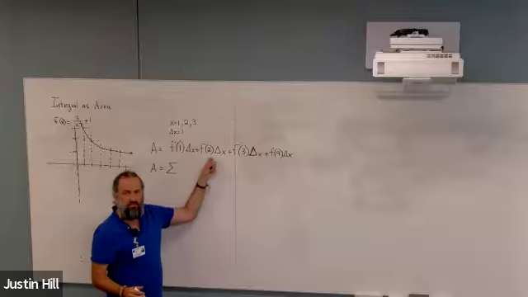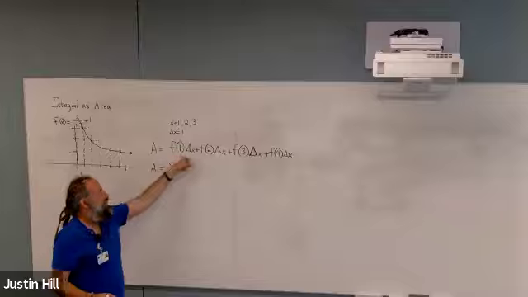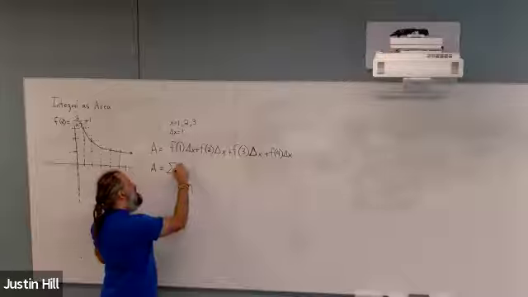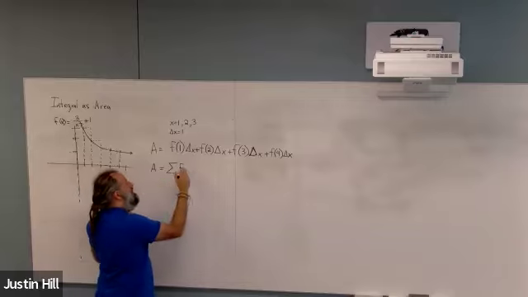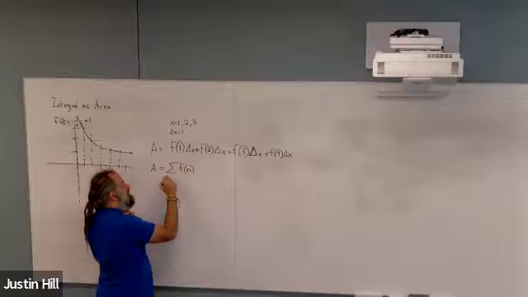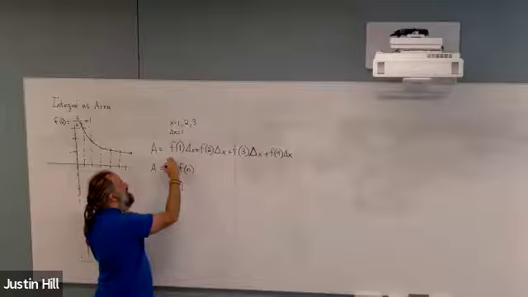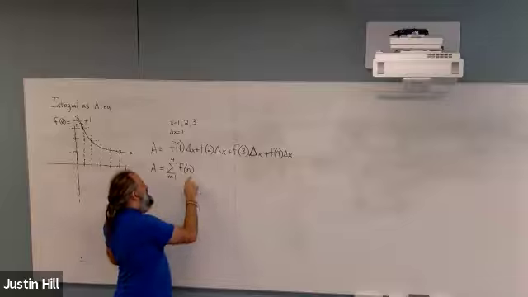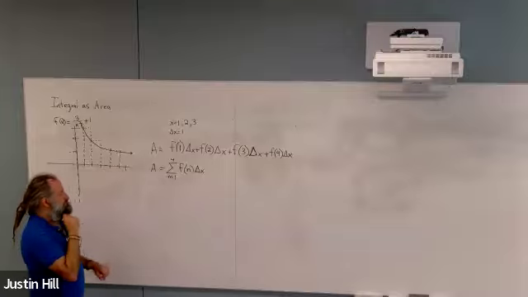For every rectangle, what we're doing is f of that particular x value times delta x, which ends up staying the same every time. So we can literally summarize this by saying that the area is the sum of f of n, where n equals 1, in this case going all the way out to 4. So the sum of f of n times delta x.